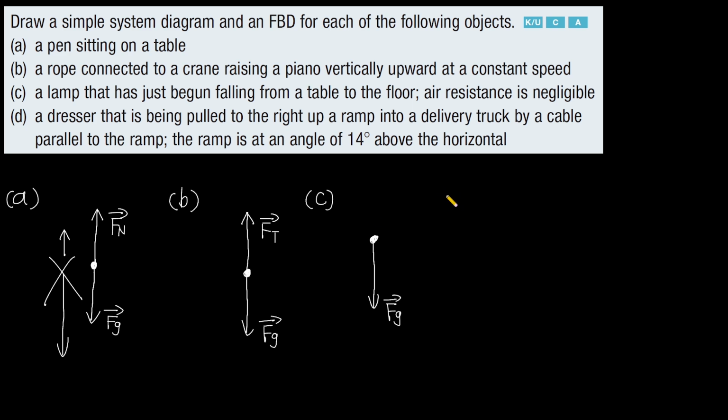And now question D. This is the ramp, and this is the horizontal space, and this angle is 14 degrees. And this is the dresser. This is the tension force of the cable on the dresser. And this is the Earth's force of gravity on the dresser. And this is the normal force of the ramp on the dresser. There should be another force on the dresser. That is the kinetic friction force of the ramp on the dresser.